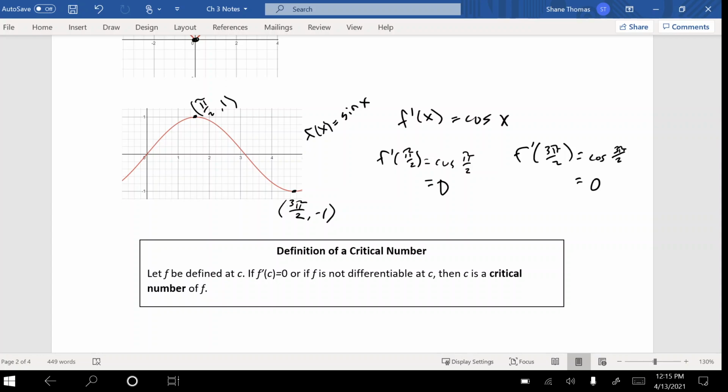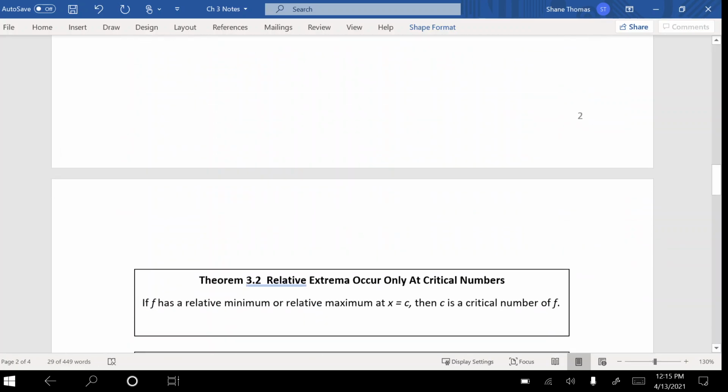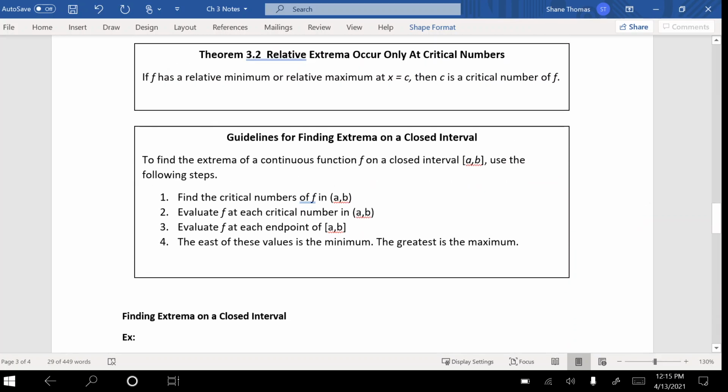So, we have Theorem 3.2. Does relative extrema only occur at critical numbers, like we just said? Almost like I was ahead of myself. If f has a relative minimum or relative maximum at x equals c, then c is a critical number of f every time. Okay, again, your overall max and your overall min are going to be a critical number, have to be. Your local min, local max are also going to be critical numbers.